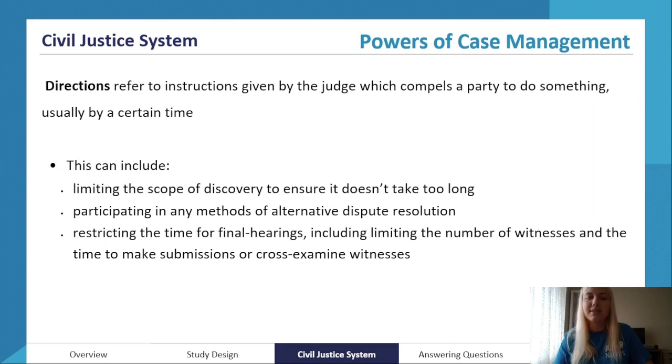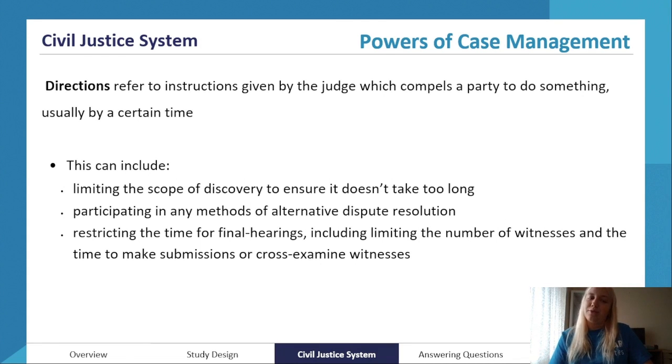They are any instructions given by the judge that compel a party to do something, usually by a certain time, usually with a deadline. So know a few examples. They can limit the scope of discovery, the evidence that can be submitted to trial and shared between the parties during that pre-trial procedure stage, to ensure it doesn't take too long, because discovery is very time consuming. So the judge might limit the types of evidence that the plaintiff and the defendant can submit in preparation for the trial. Make sure it's only the relevant stuff that they'll need in trial.